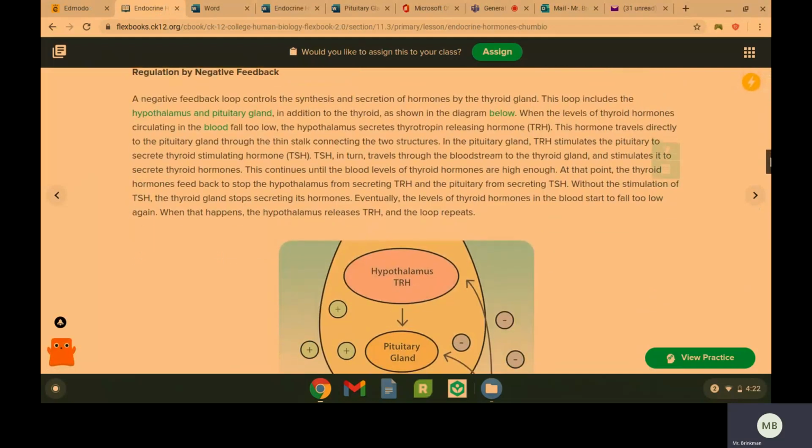I believe this just describes a certain negative feedback loop, and it has a diagram. So I'll let you go over that on your own.